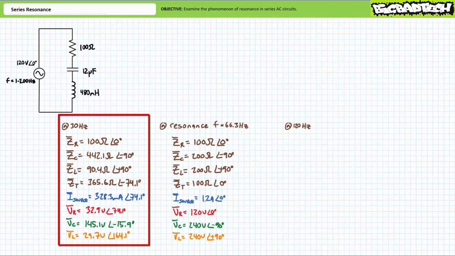Finally, yet another application of Ohm's law demonstrates voltage across the inductor will be equal to 29.7 volts at an angle of 164.1 degrees. Current through the inductor lags the voltage across it by a relative 90 degrees.